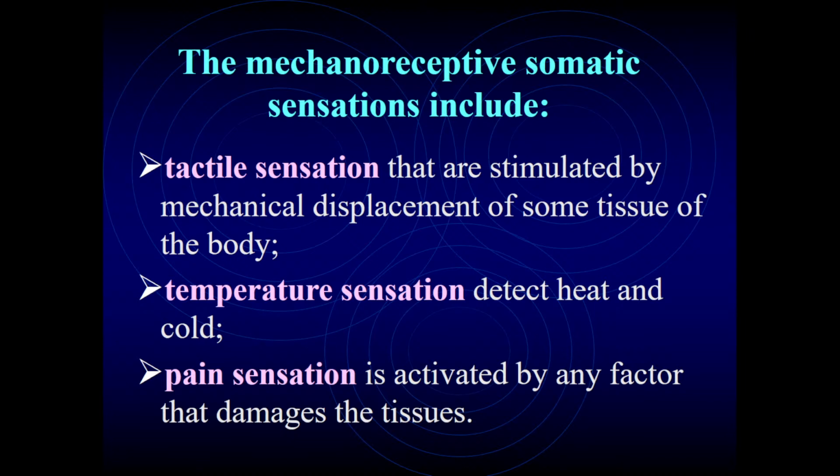The mechanoreceptive somatic sensations include tactile sensation, temperature sensation, and pain sensation. Tactile sensations are stimulated by mechanical displacement of some tissue of the body. Temperature sensations detect heat and cold. Pain sensation is activated by any factor that damages the tissues.